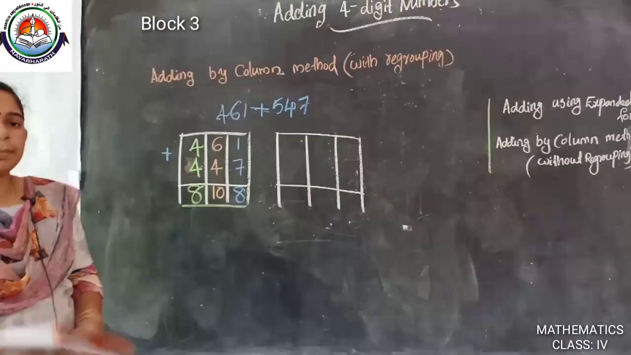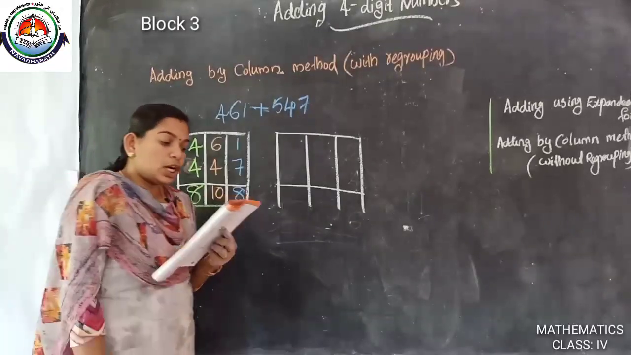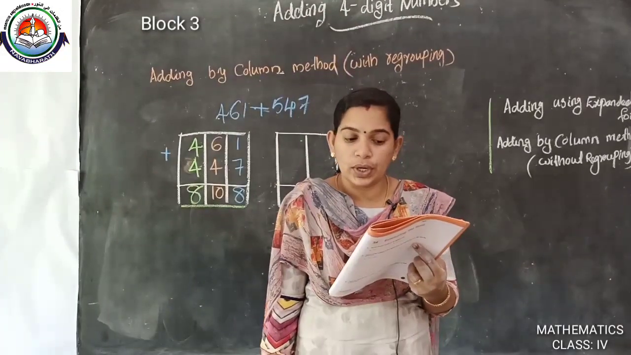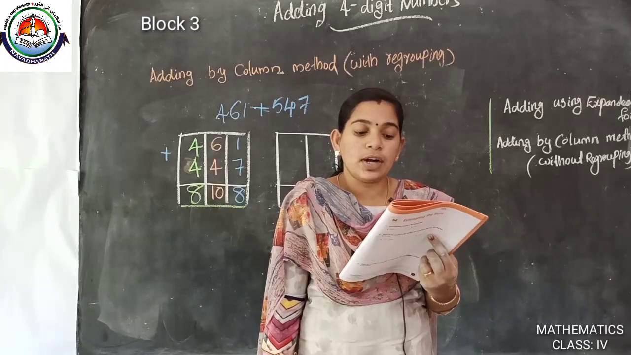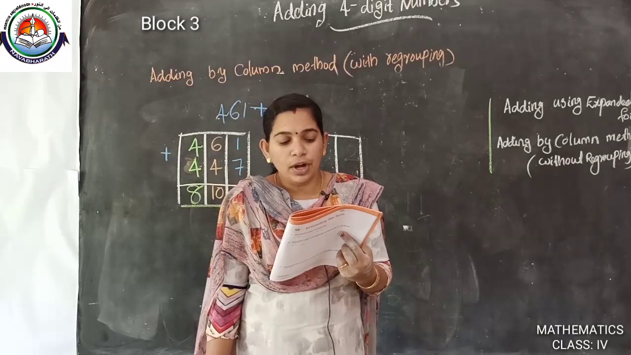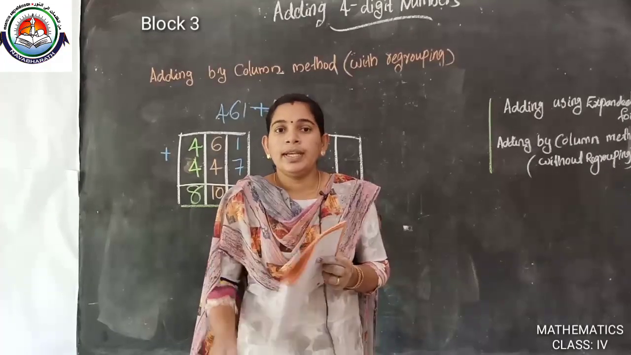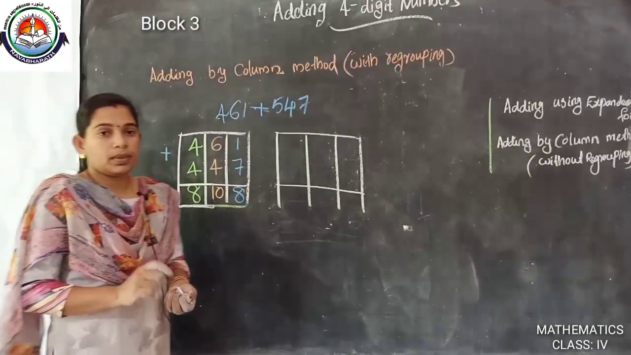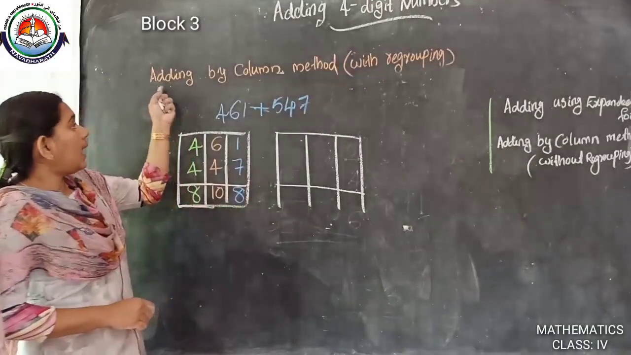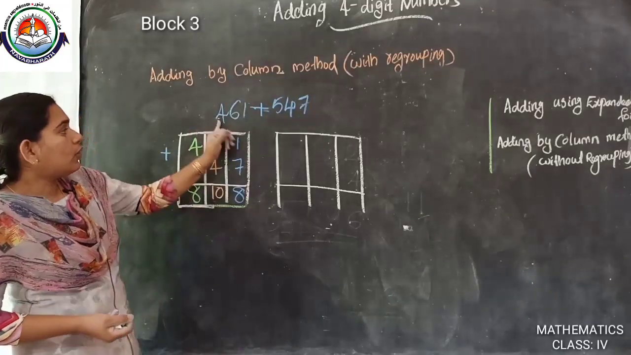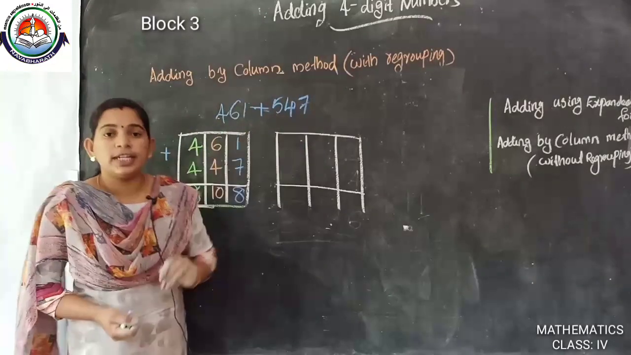Okay. Mega solved 461 plus 547 as shown. Check if she solved the problem correctly or not. If not, solve it correctly. Here, in your textbook, this is a workbook problem. She is using the column method to add 461 plus 547.